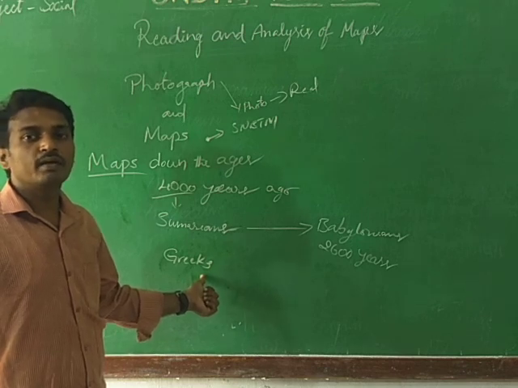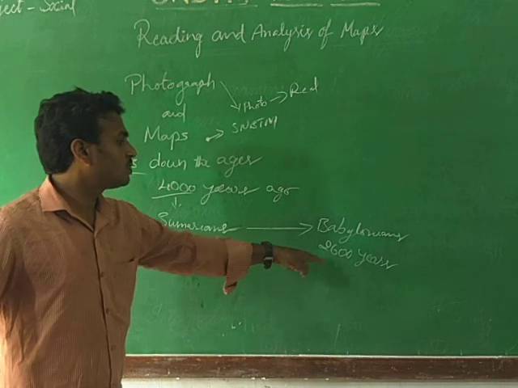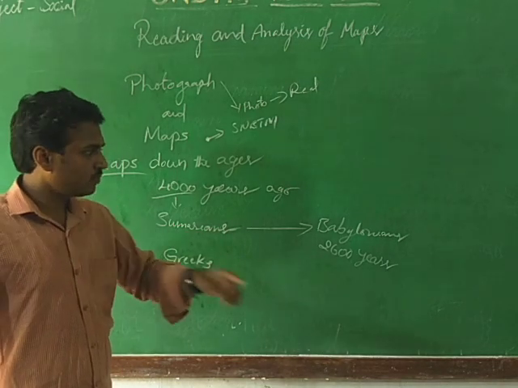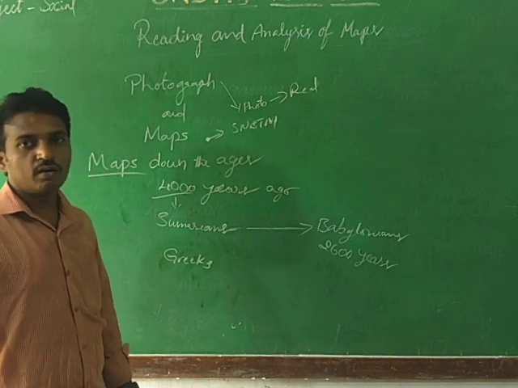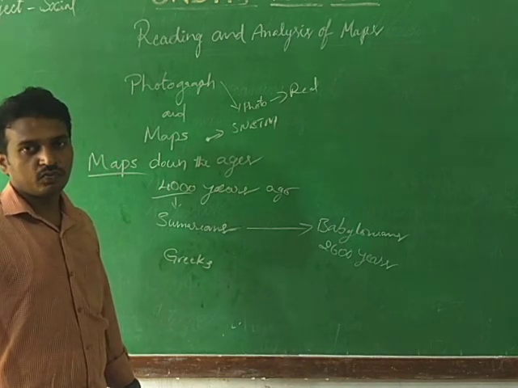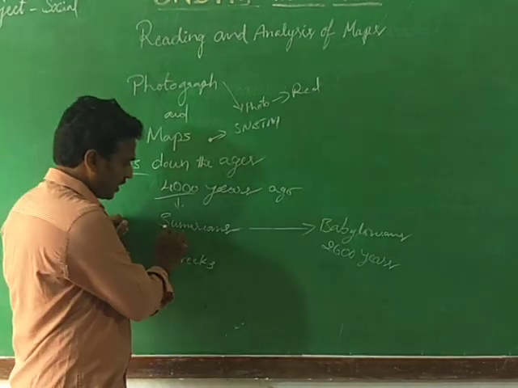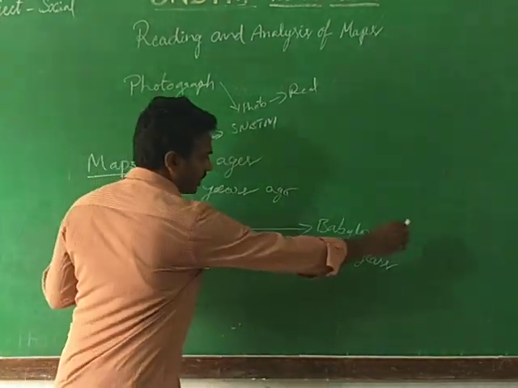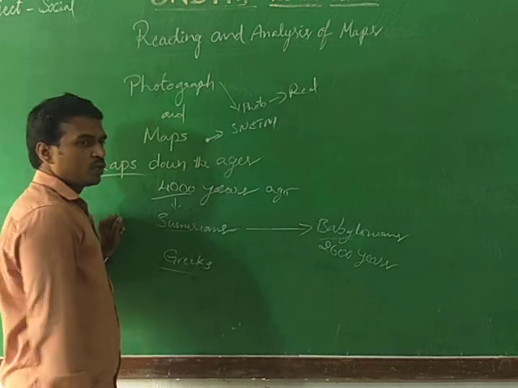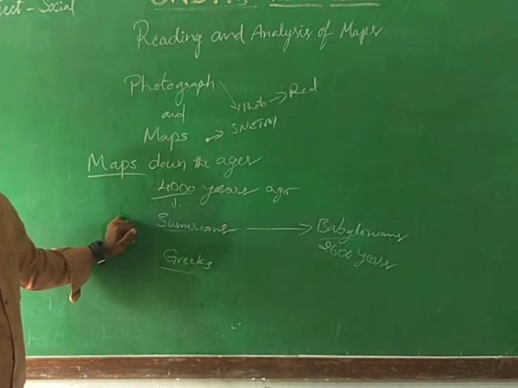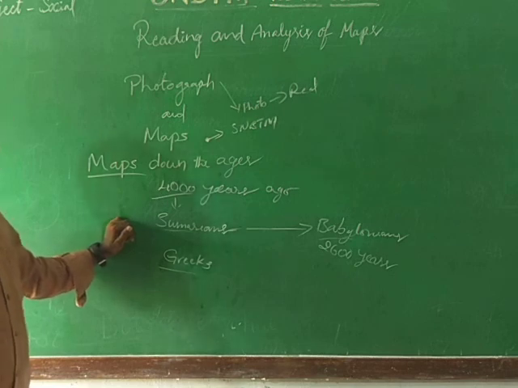When they prepared the maps, at the same time, 2600 years ago, along with the Babylonians, they also prepared the maps. Okay? And next, Sumerians prepared the maps, Babylonians prepared the maps, Greeks also prepared the maps. After the Greeks, some other persons were also very interested to prepare the map. Interestedly, they tried to prepare the map.